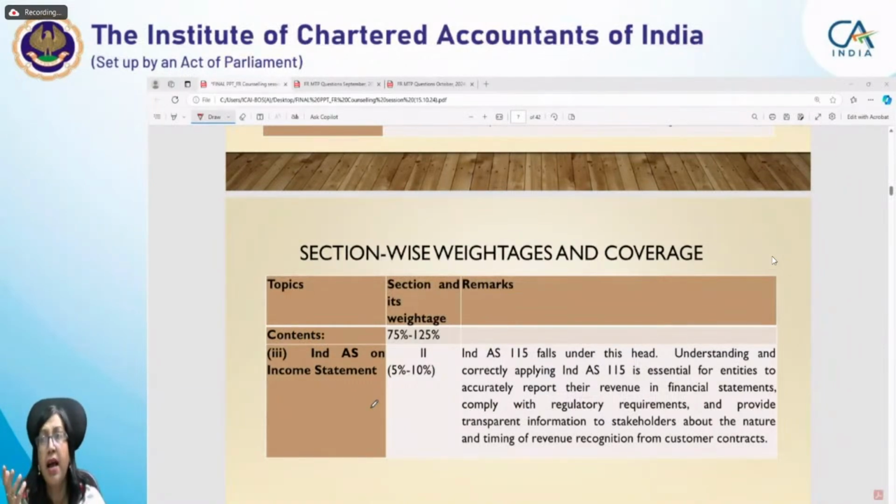Mostly what will be asked in 115 will be on how many performance obligations you are having based on a scenario which is given, and what will be the transaction price. Transaction price basically means how much is fixed, how much is variable, and in case of variable, how to compute it. Okay. This is most probable to be asked.